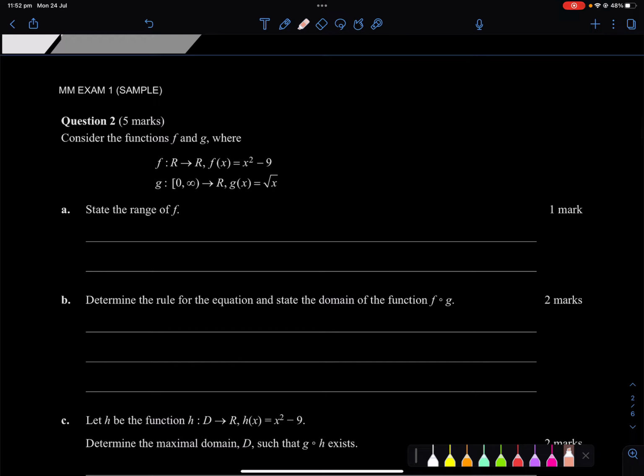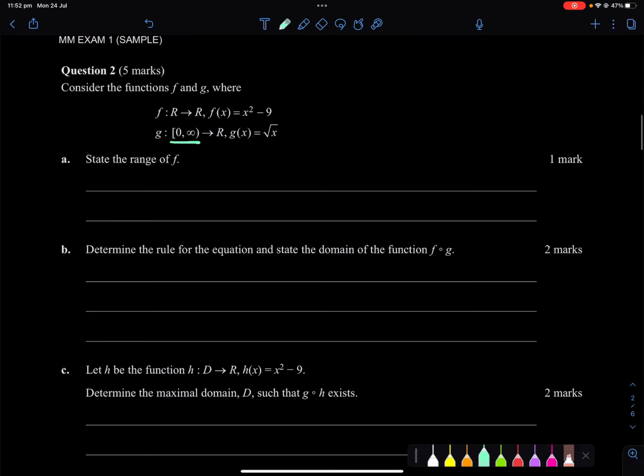Let's look at question 2. So question 2 says, consider the function f and g. So we know f has a domain of all reals and it's a parabola. And g is a square root graph. State the range of f.